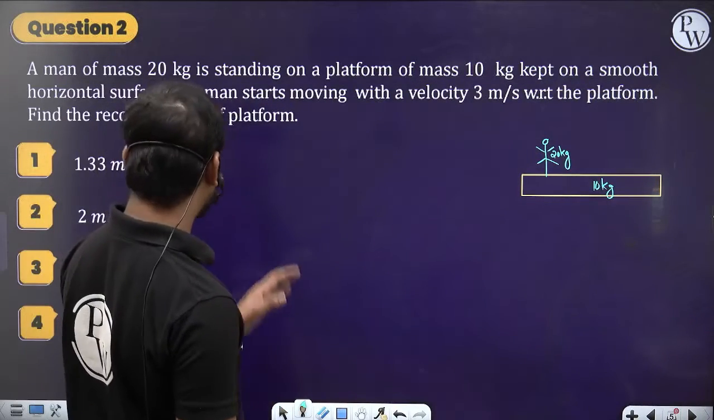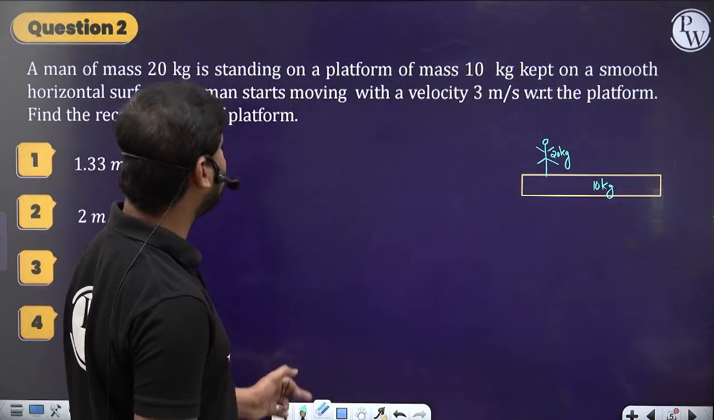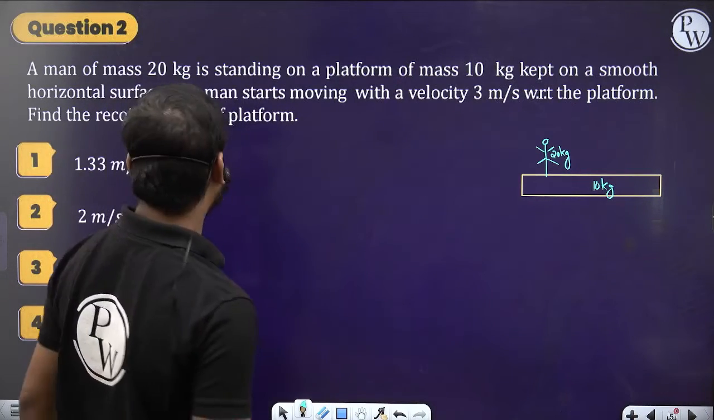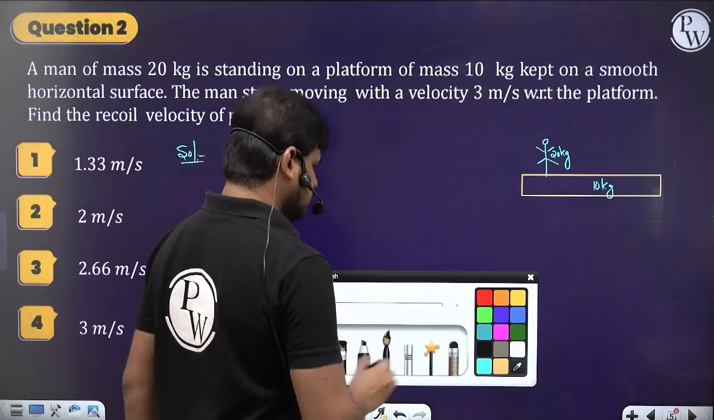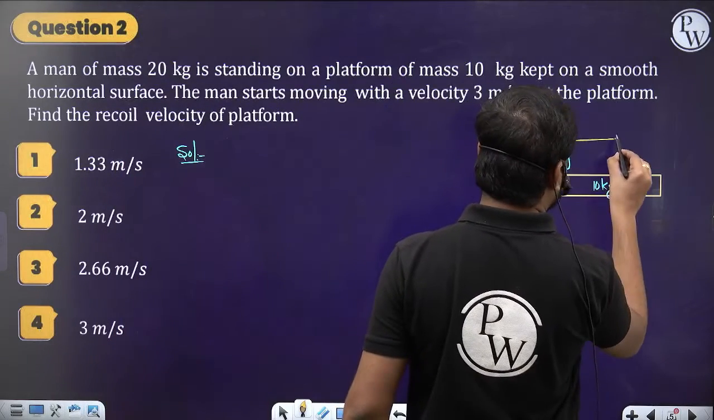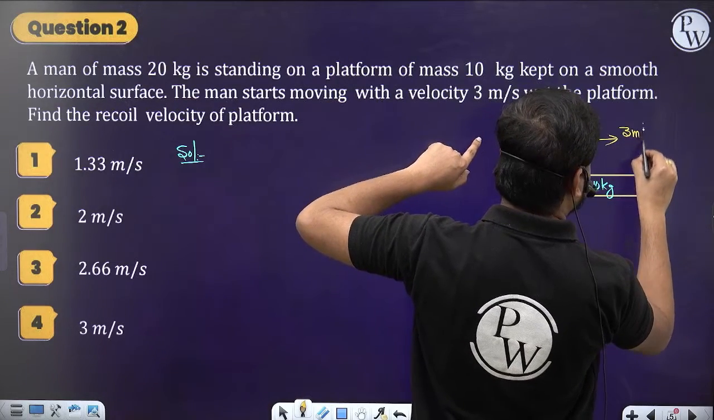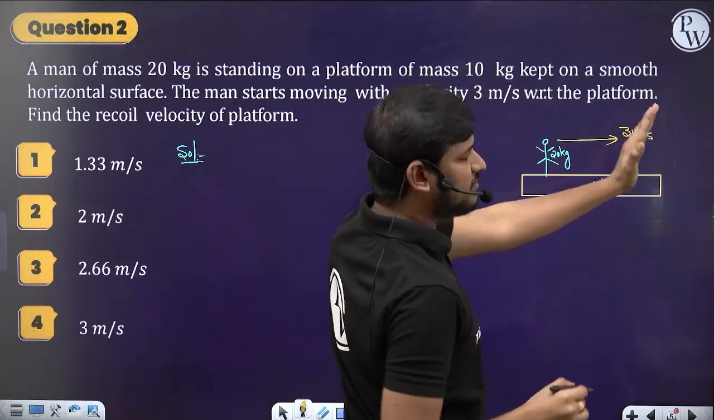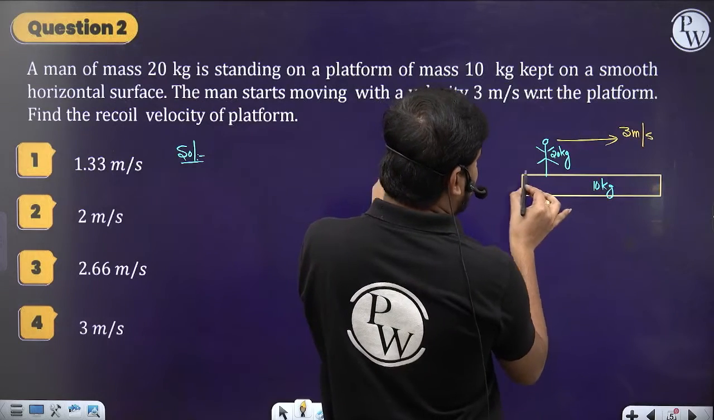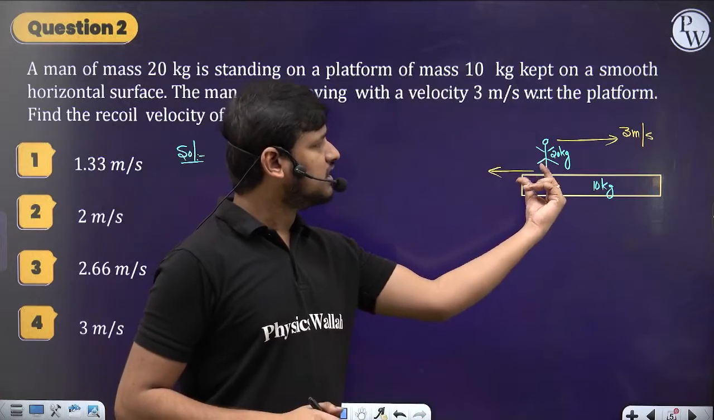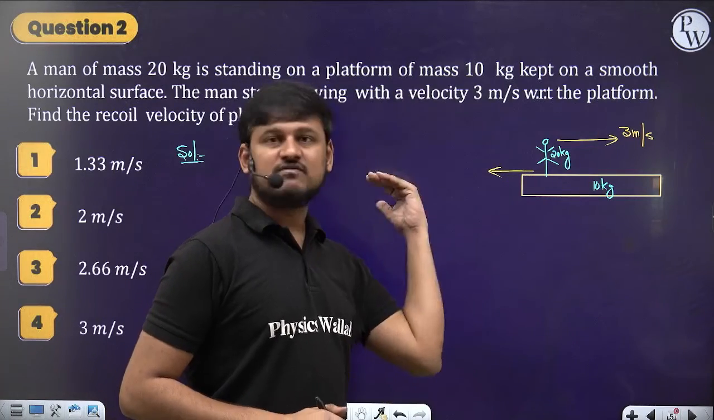The man starts moving with a velocity of 3 meters per second with respect to the platform. With respect to the platform means the man is moving, let's suppose, to the right with a velocity of 3 meters per second. So with respect to the man, it seems like the platform is moving backward. Yes or no? With respect to one another, the platform will move backwards, right?